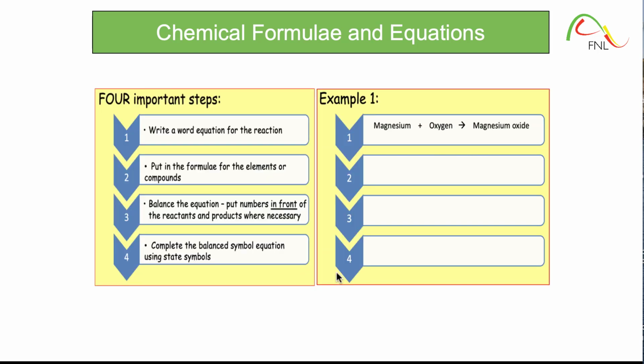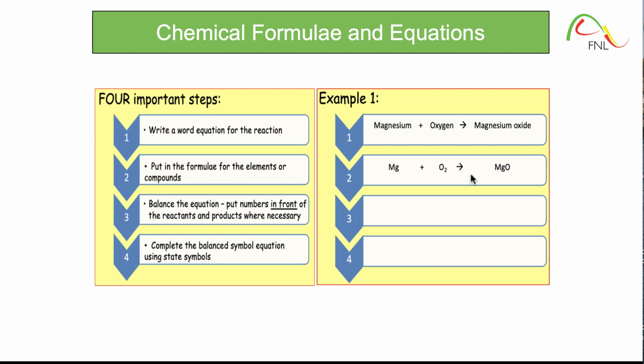First one is magnesium again. Magnesium plus oxygen gives magnesium oxide. There is our word equation. Now let's put the symbols in, shall we? Or formulae. So Mg is magnesium. Now O2, I just said, oxygen is a gas, it's diatomic, so it's O2, always O2. And that gives us MgO.